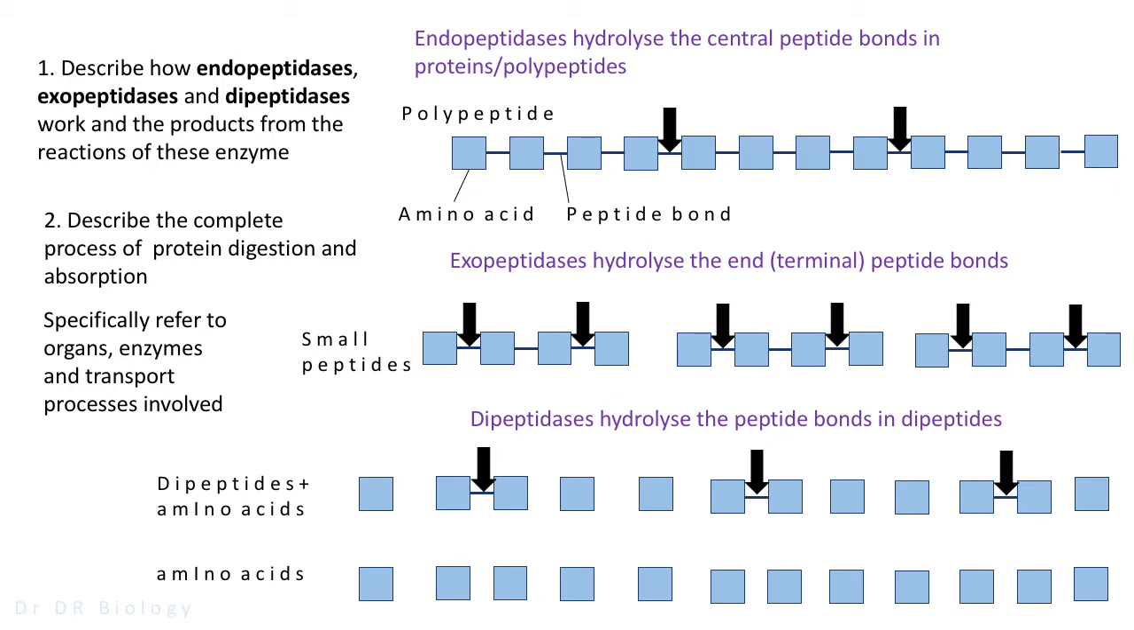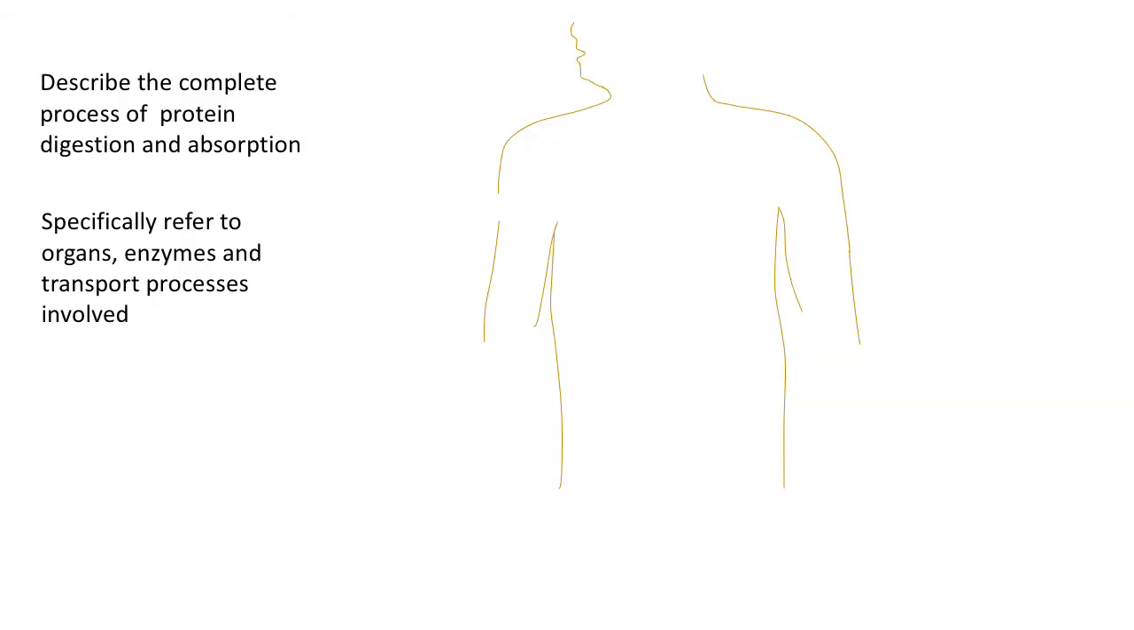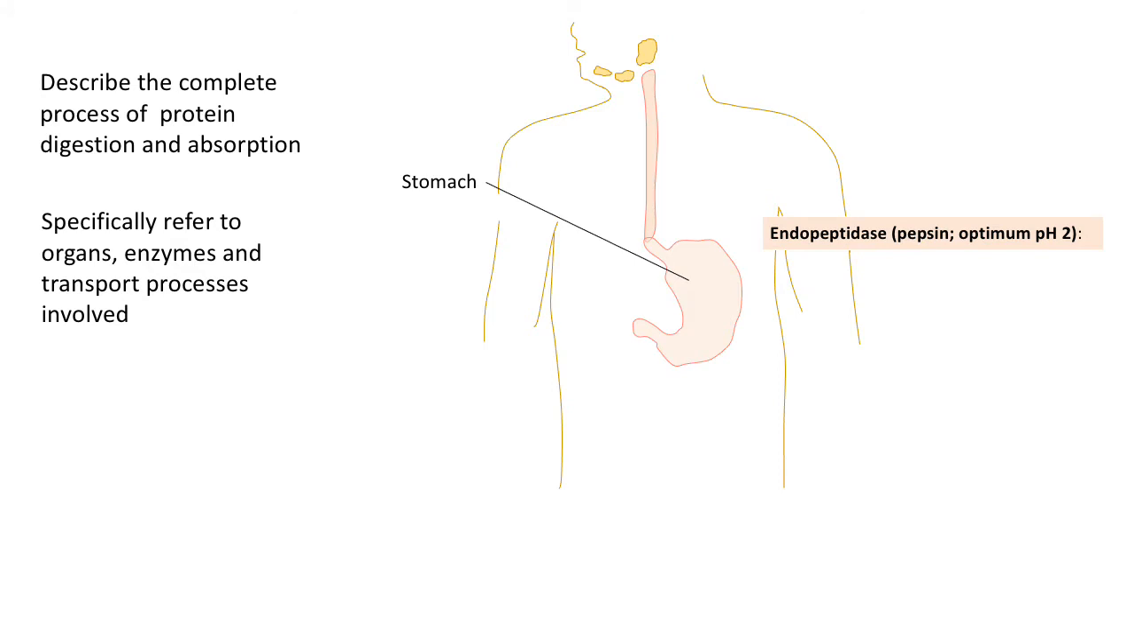Okay, so let's go through part 2. So the first organ you should have mentioned is the stomach. And in the stomach, it's the endopeptidase pepsin that, remember, works at an optimum pH of around 2 because of the hydrochloric acid that's secreted into the stomach. And that hydrolyzes polypeptides into smaller peptides. We've just covered that they work on the central peptide bonds.